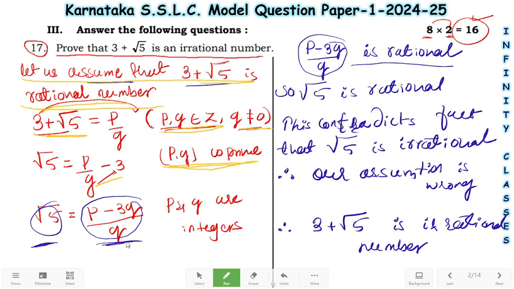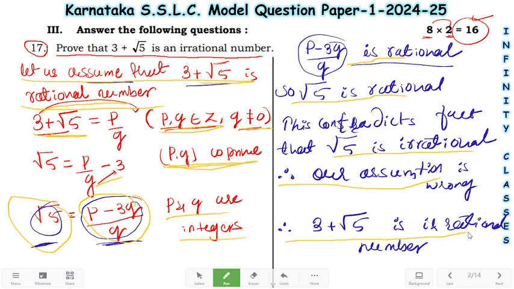P minus 3Q by Q. Here P and Q are integers. If they are integers, then this value will be a rational number. P minus 3Q by Q is rational. This P minus 3Q by Q is equal to root 5. So root 5 is rational. But this contradicts the fact that root 5 is irrational. Therefore our assumption is wrong. Therefore 3 plus root 5 is an irrational number. So in this way we have to solve the problem.